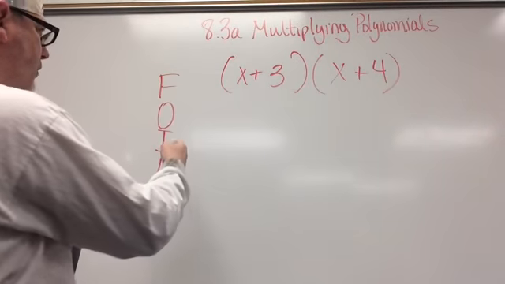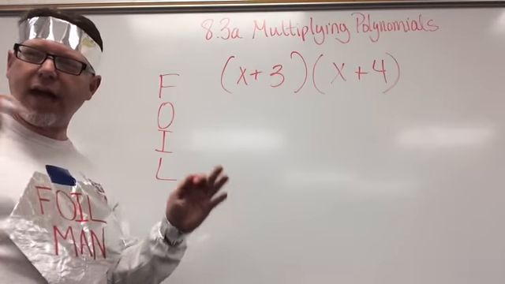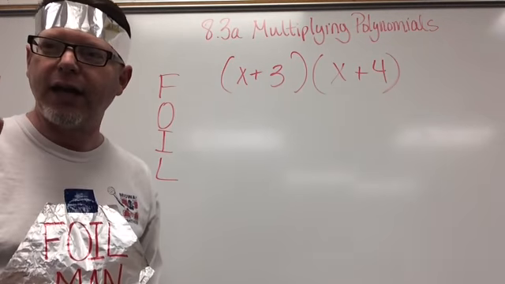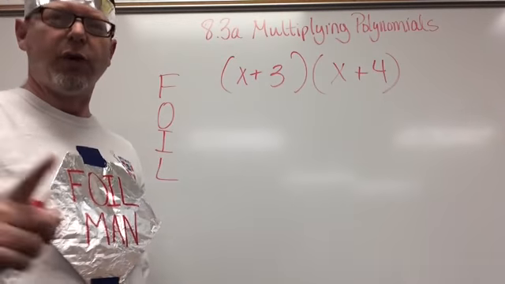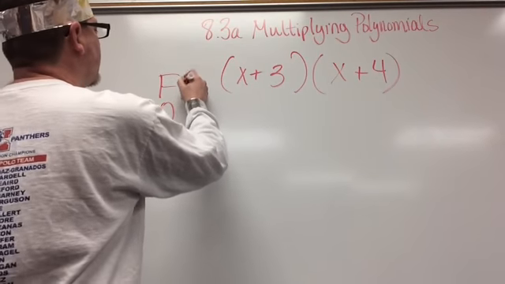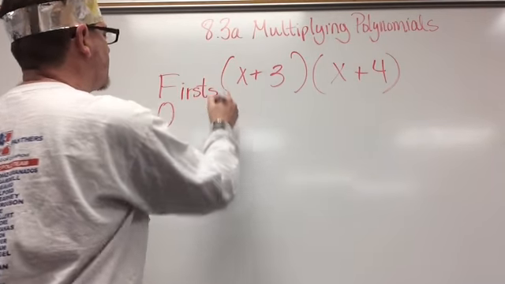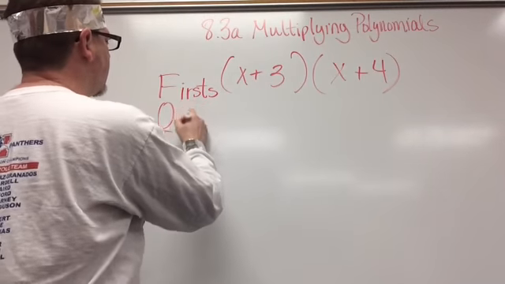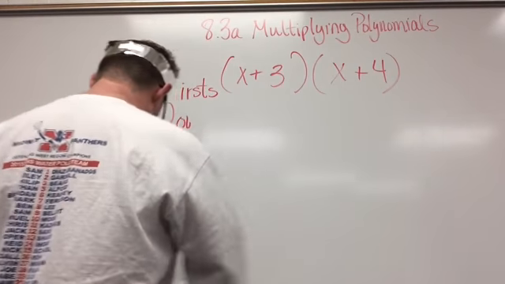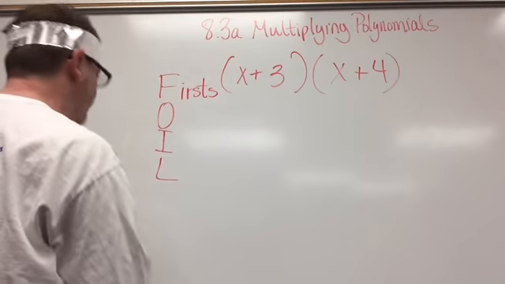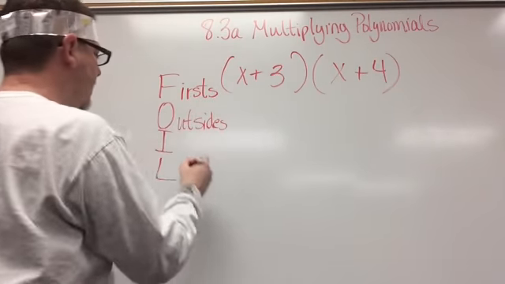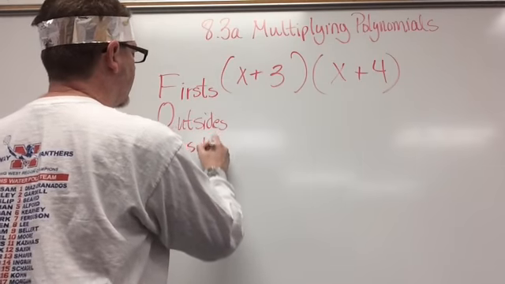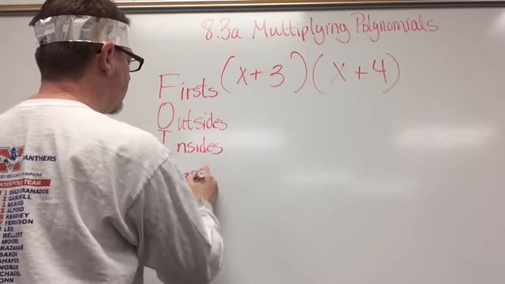So we've got FOIL right here, and each letter stands for something. We call that an acronym in superhero land. And so we're going to look at what those stand for. F stands for firsts. O stands for outsides. And sometimes even superheroes put a wrong letter in the wrong place. Outsides. And the I stands for insides. And the L stands for last.